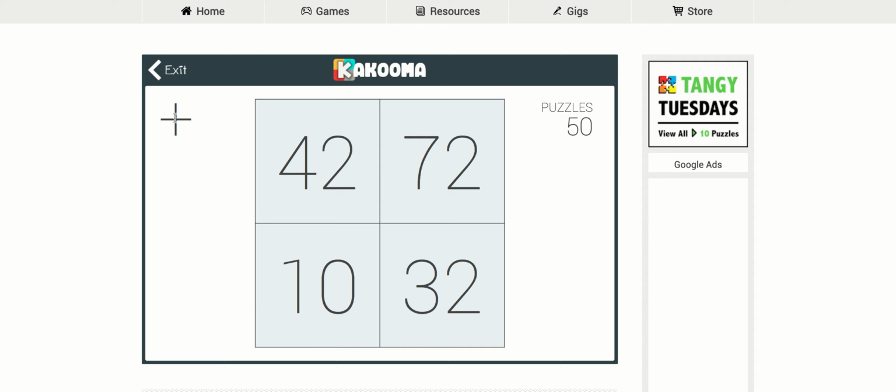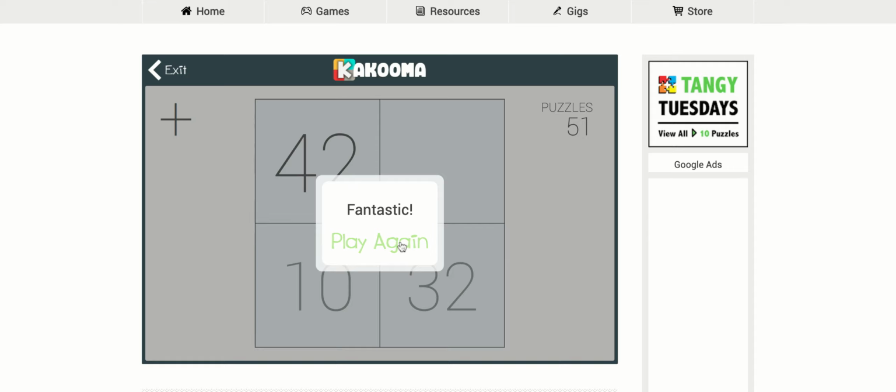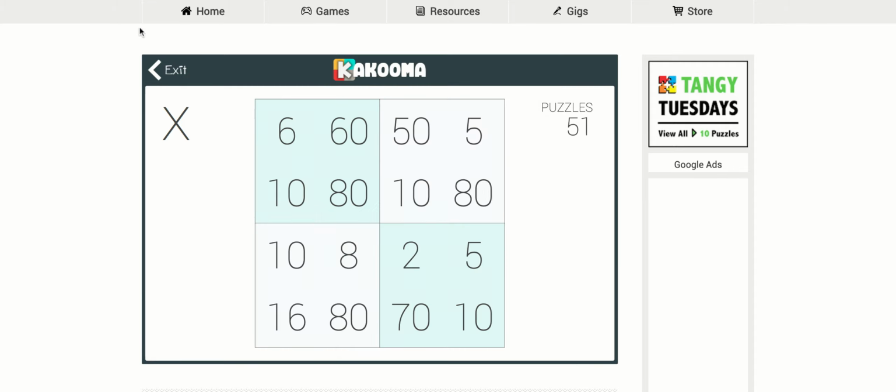And then see how the multiplication sign changed to a plus sign. So now you want to find two numbers in the box that add to a third number in the box. I'm working with my smaller numbers because that seems to be a pattern that's helping me out. I know that 10 plus 32 would equal 42. And there we go. That's the answer.